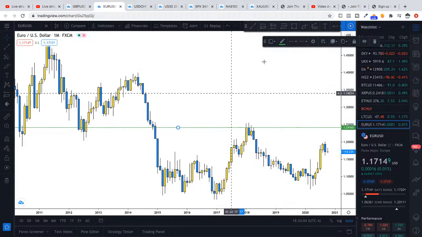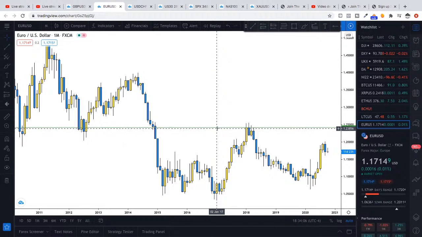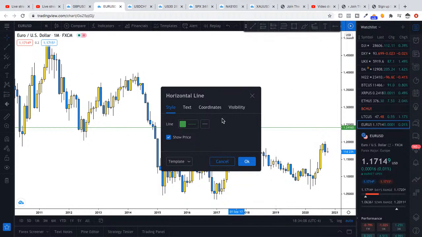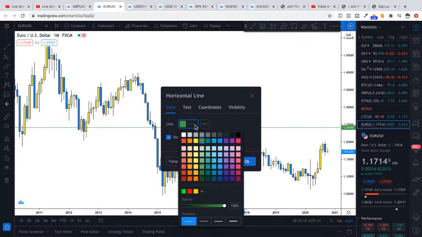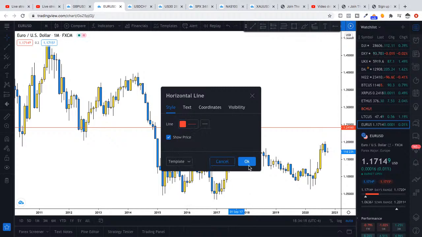I'm not saying that it's going to do this or it's going to do that. We just consider these key levels that we're looking at to see how we can get in line with the market as it approaches these zones. So we're going to use red for the monthly zone.